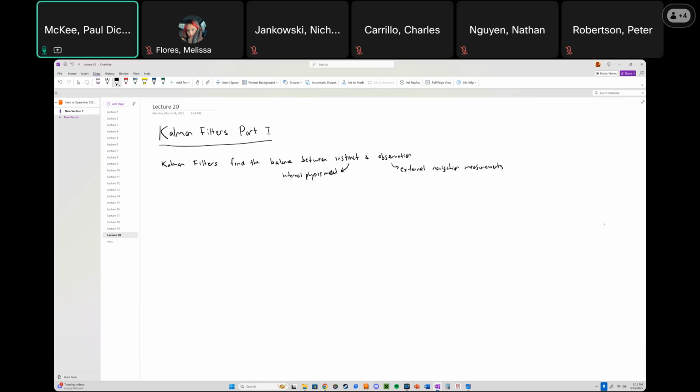A Kalman filter, which we're going to use this term all day today, so we're going to start abbreviating it as KF. Kalman filter is an optimal state space model-based estimator.